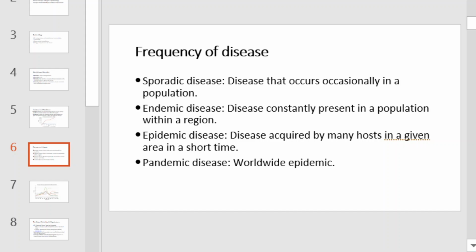Frequency of disease. Some diseases are classified as sporadic. These are diseases that occur occasionally in a population. Other diseases are classified as endemic. An endemic disease is constantly present in a population within a region. Epidemic diseases are diseases acquired by many hosts in a given area in a short time, while pandemic diseases are worldwide epidemics.